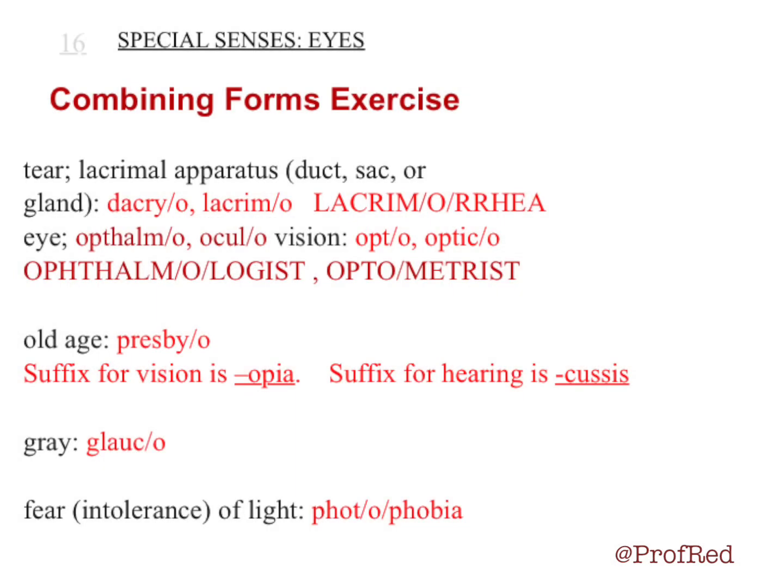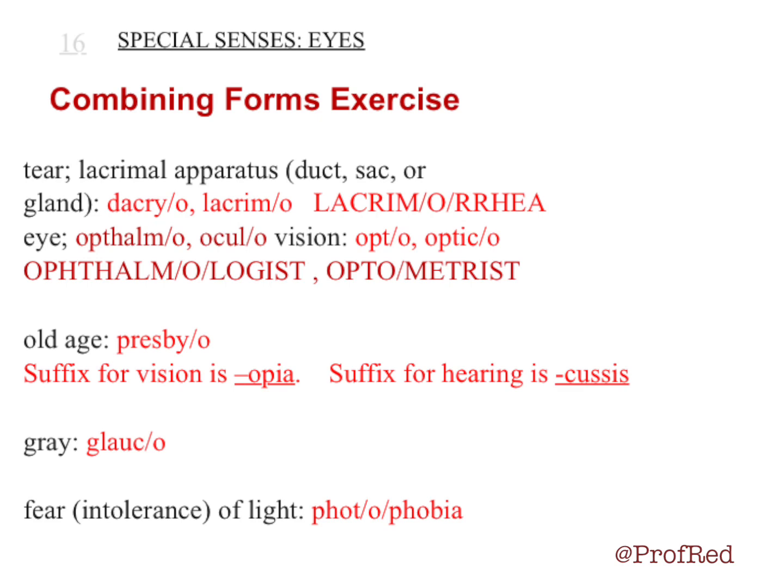Okay, let's add more to our list of medical terms. Lacrimal gland or lacrimal apparatus is our tear gland, and the combining form for that would be dacryo or lacrimo. So when you see the word lacrimorrhea, if you remember, rrhea means discharge or flow, so that would be a discharge or flow of tears.